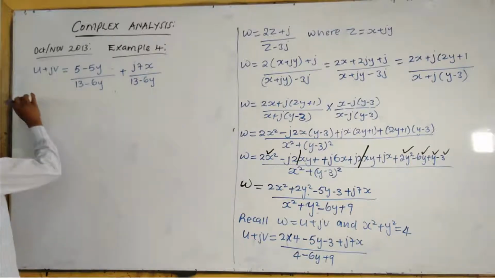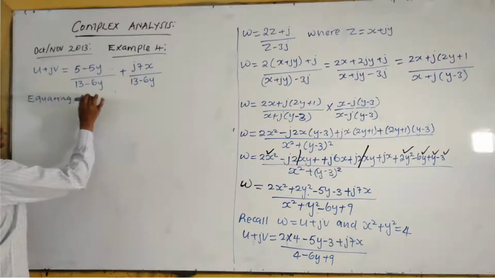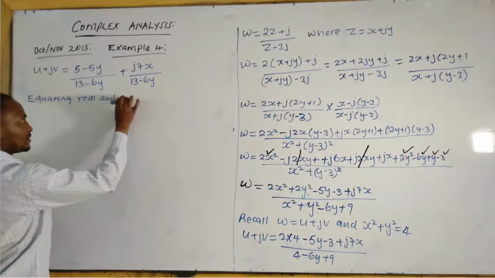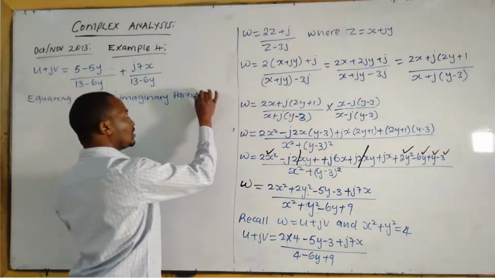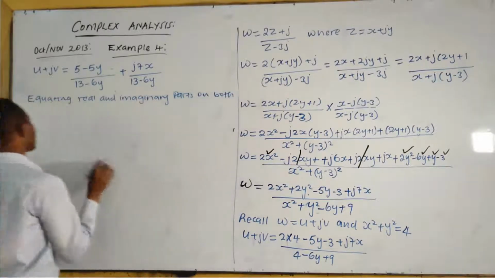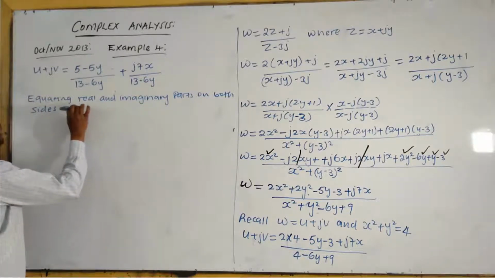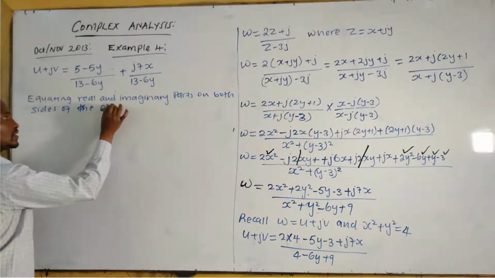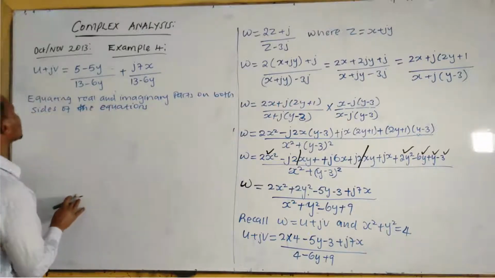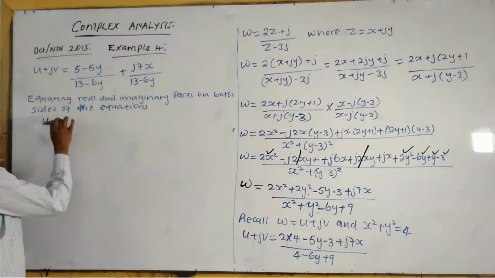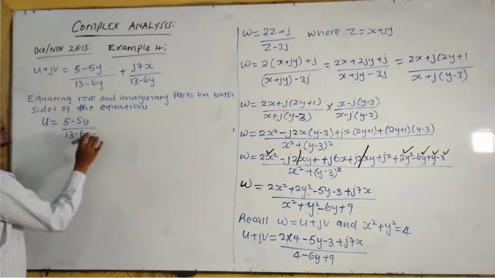That we have equating real and imaginary parts on both sides of the equation. Which will give us u is equal to what? 5 minus 5y over 13 minus 6y.